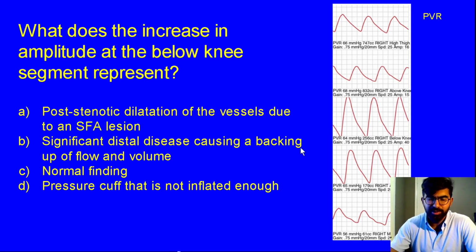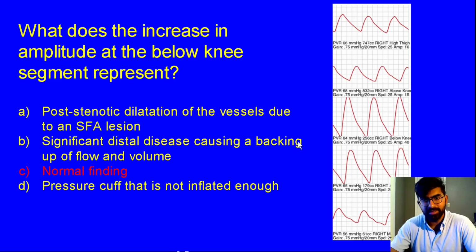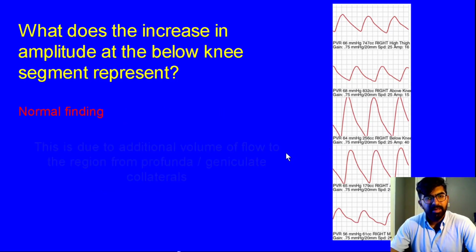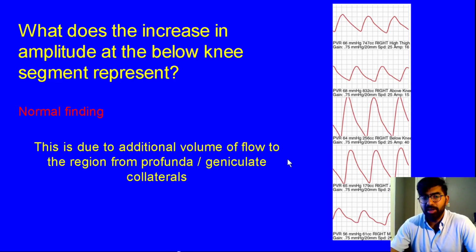And for those who, you know, this is actually a normal finding. Okay, so it's very important to know these normal findings. So why is it that you have essentially more volume at the below knee segment? That is because there's additional volume of flow due to the region from the profunda and geniculate collaterals. Okay, so this is a normal finding. And that's important to know because sometimes a lack of a normal finding should tip you off.